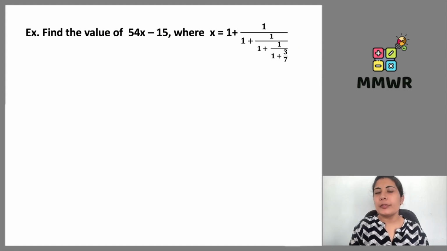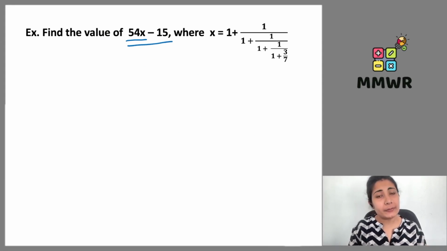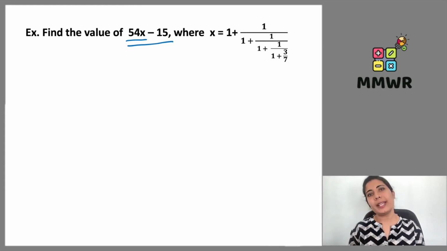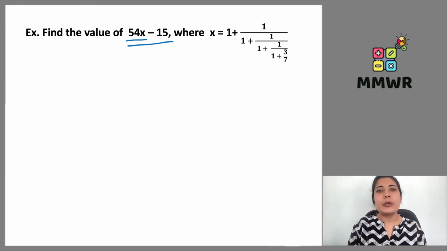So the next problem here we have 54x minus 15. We have to find the value of 54x minus 15, where the value of x is given to us as a continued fraction. So it is a continued fraction. We have to simplify this to get the value of x. As soon as we get the value for x, we have to substitute here 54x minus 15. So let's find out the value for x.